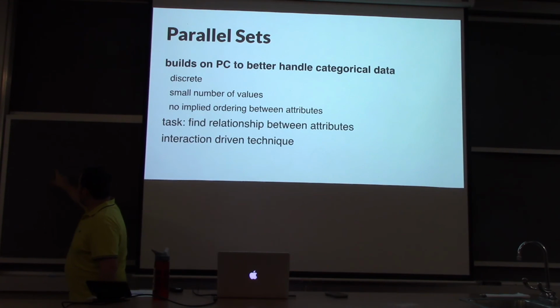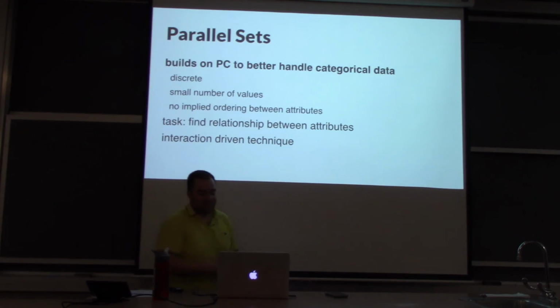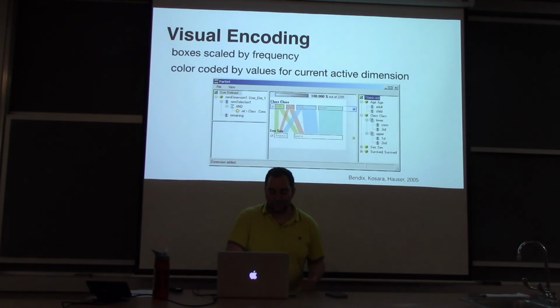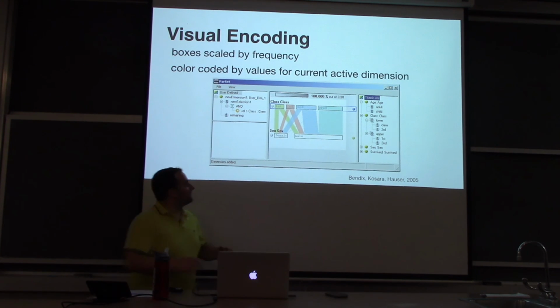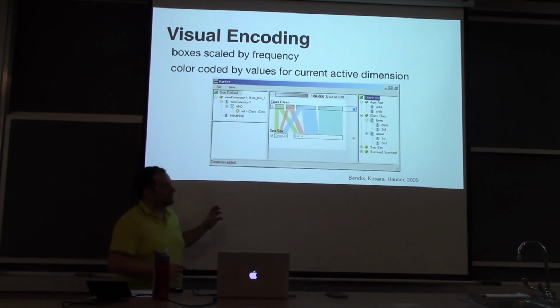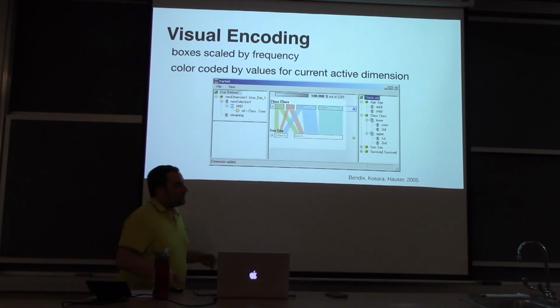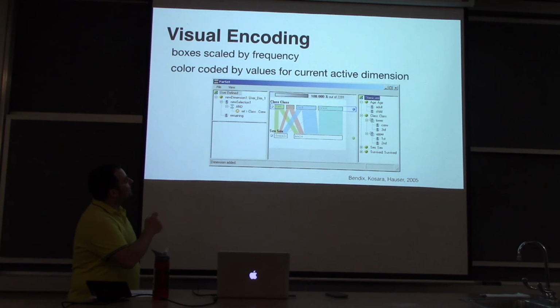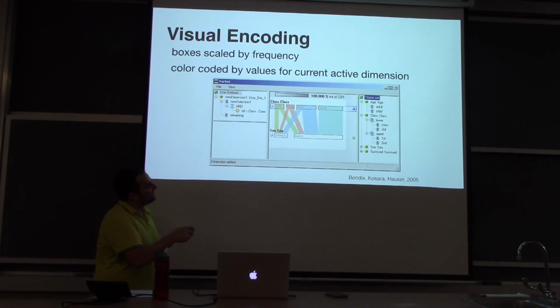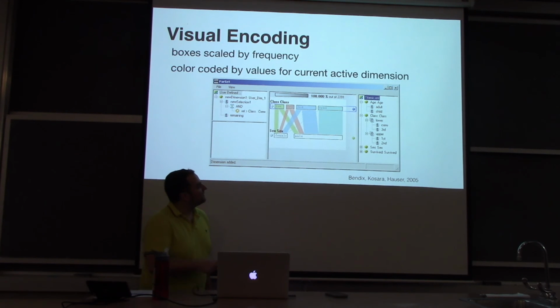Parallel sets take this idea of parallel coordinates, but instead of representing values as discrete positions on the axis, it shows them as bars, and instead of lines, it represents ribbons between them. The boxes here are scaled by frequency, and the colors are the values for the currently active dimensions. So again, a Titanic example. Here we have first class, second class, third class, crew.